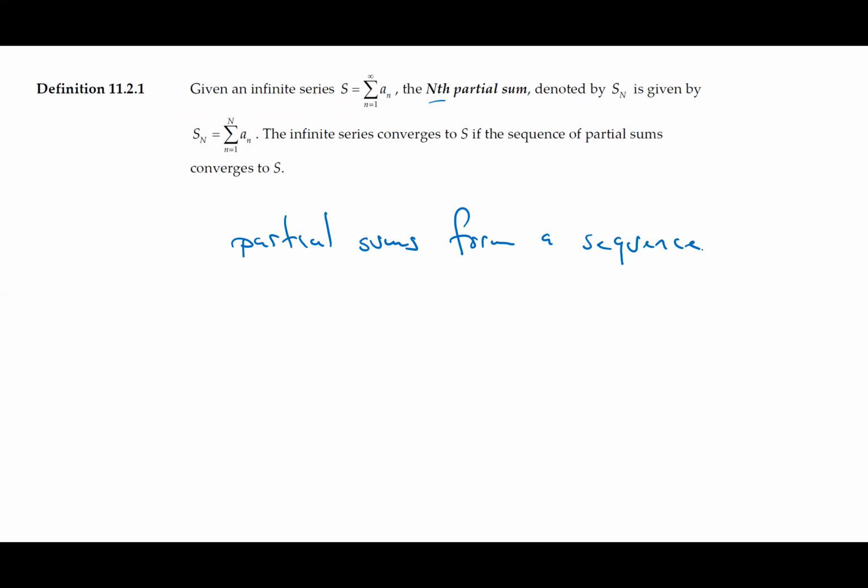I could look at S1, S2 will be the sum from n equals 1 to 2 of a_n, S3 would be the sum from 1 to 3 of a_n, and so on. We get a sequence, and so all our issues of convergence can be applied to the sequence that's built from those partial sums.